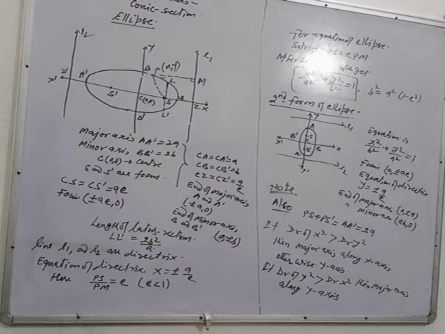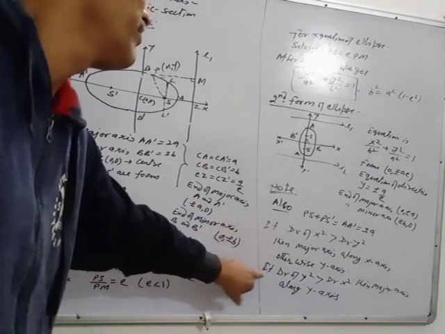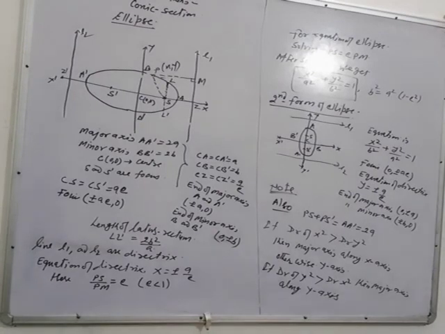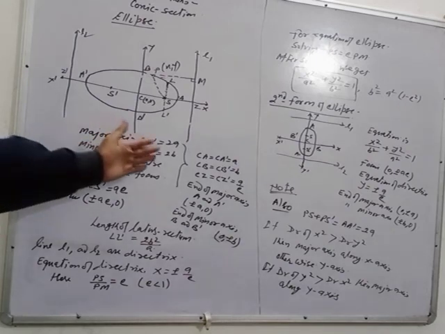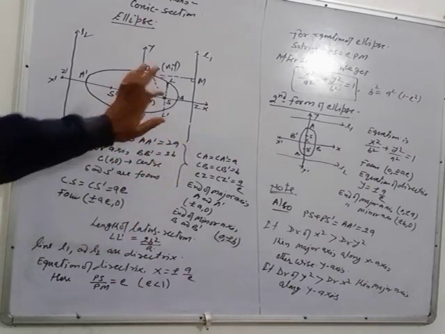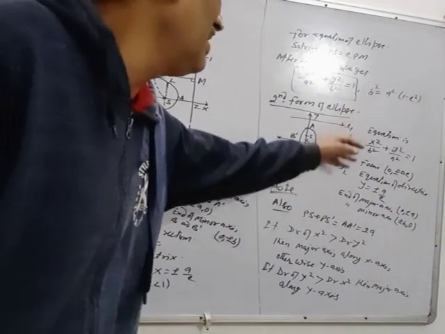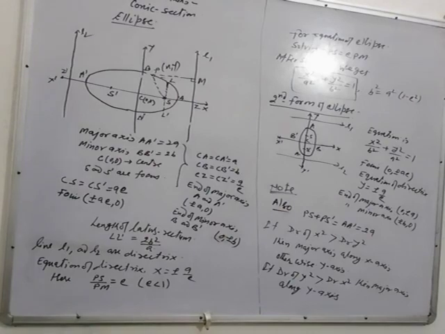So remember these two points from the given equation. If the denominator of x square is greater than the denominator of y square, then the major axis is along the x-axis, means the foci will be on the x-axis, so you will use these measurements from the first figure. And if the denominator of y square is greater than the denominator of x square, then you will use these measurements from the second figure.